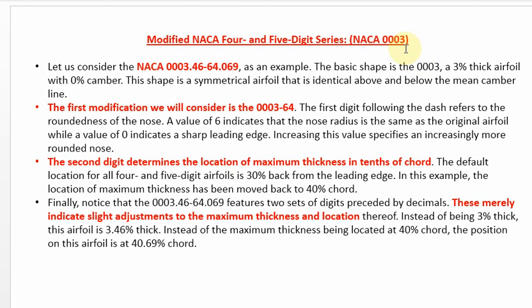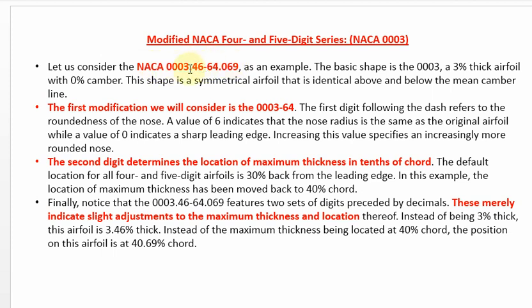So we are making some modification in this airfoil. NACA 0003 is basically a symmetrical airfoil, because the first digit is 0 and the next 2 digits are also 0, no camber, no need for the position of the camber, so automatically it is a symmetrical airfoil. Here we are going to make some modification. What is the modification? See here, 0003 is the original airfoil numbering. We are making some modification: .46 and -64.069. This is the modification we are doing in the 4-digit series.